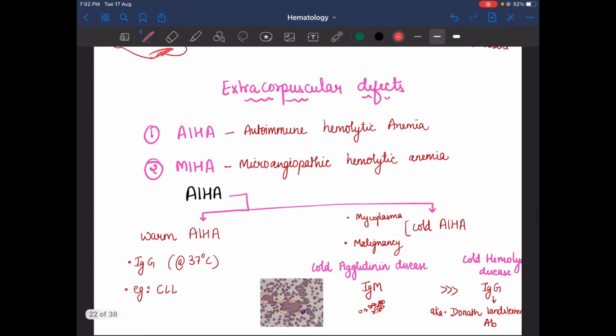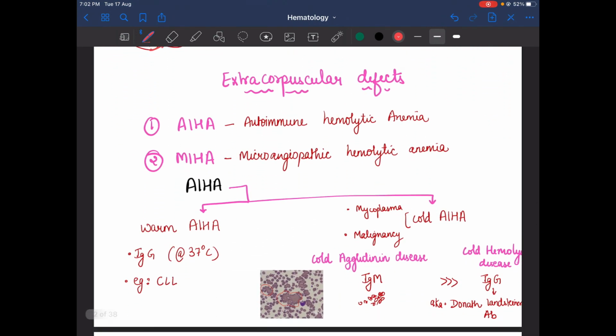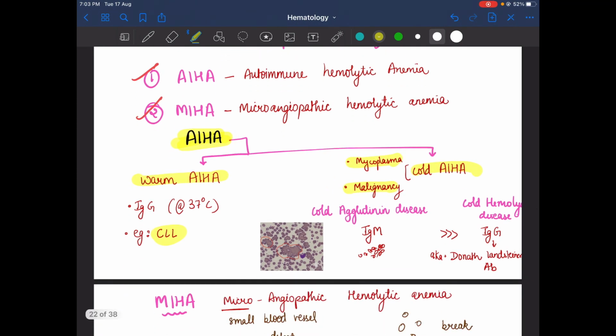Now the extracorpuscular defects. In extracorpuscular defects, we have to study autoimmune hemolytic anemia and microangiopathic hemolytic anemia, so AIHA and MAHA. First we do AIHA, that is autoimmune hemolytic anemia. It may be warm autoimmune hemolytic anemia or cold autoimmune hemolytic anemia. Warm is due to immunoglobulin G active at 37 degrees Celsius. An example is CLL. For cold autoimmune hemolytic anemia, the causes are mycoplasma or malignancy, and there are two types: cold agglutinin disease or cold hemolysin disease.